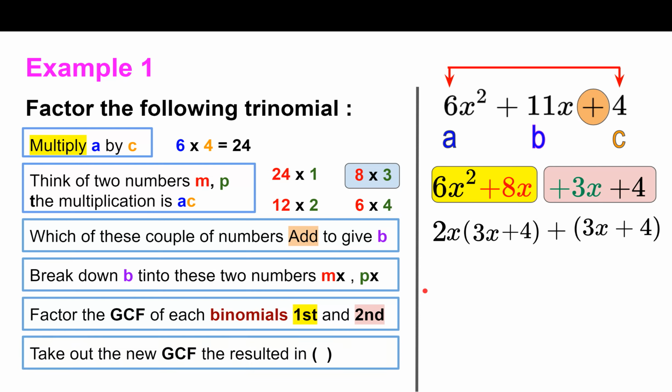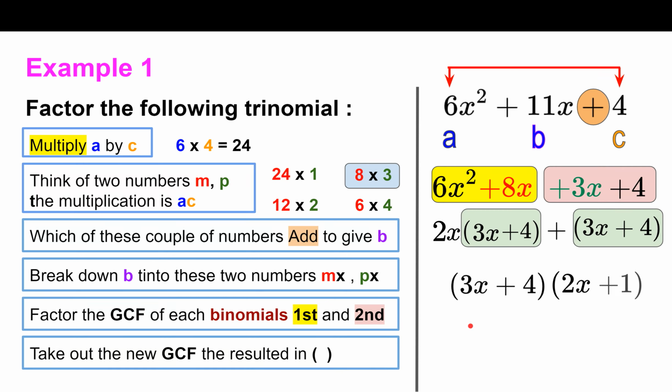Now you notice they both have 3x plus 4. That means this is my greatest common factor, the new one. So I'm going to take this out. And what's left in the first term is 2x, and in the second term, if I take this one out, what's left is just 1. So this is my final answer.